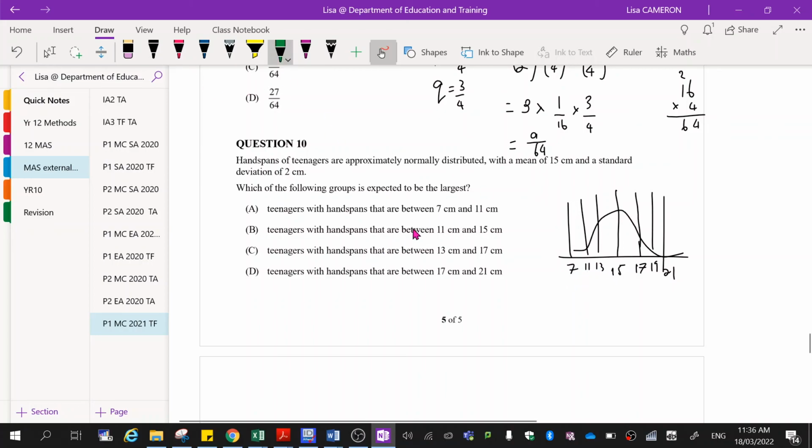Now, if we look at the different bands that it's asking, which is expected to be the largest group, 7 to 11 centimetres is very short. It's not going to be that one. 11 to 15 is definitely bigger than A, so that's correct. Teenage with a handspan between 13 to 17. So we can see the distribution between 13 and 17. The area between here versus the area in here is definitely larger, so it's not B then. And the handspan between 17 to 21, again, this area in here is tiny. So our correct answer must be C.